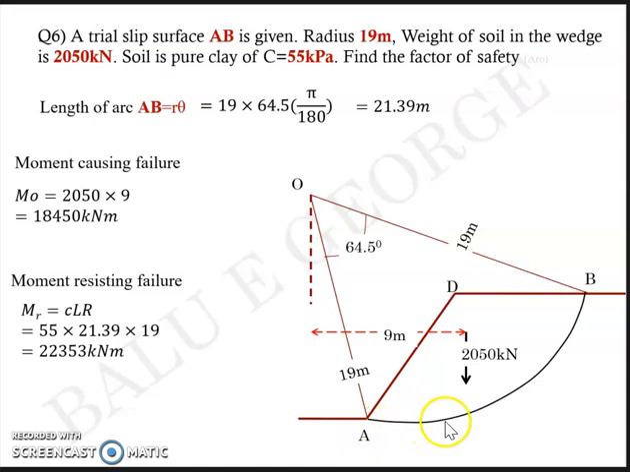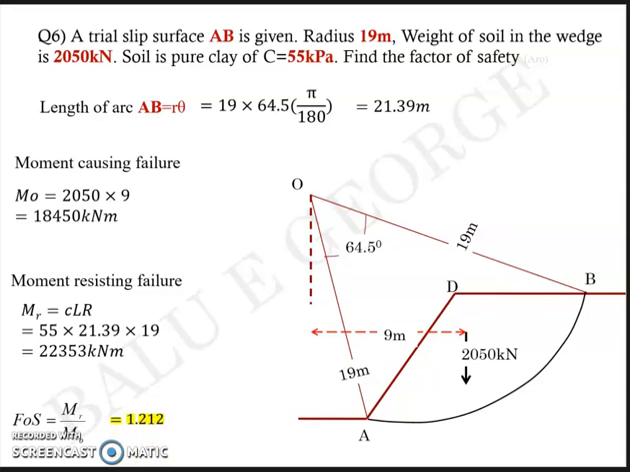So you multiply C by L, and what you get is the total cohesion, which is acting at the lever arm of radius. So CLR is a value of 22353 kilonewton meter. That is the moment which resists the failure. In this particular question, you don't have 5 components, so every force that's trying to resist the failure is just contributed by C, cohesion. Next step is quite simple. The factor of safety is equal to MR by MO, the resisting moment by the overturning moment. So you divide 22353 by 18450, and the value that you get is 1.212.